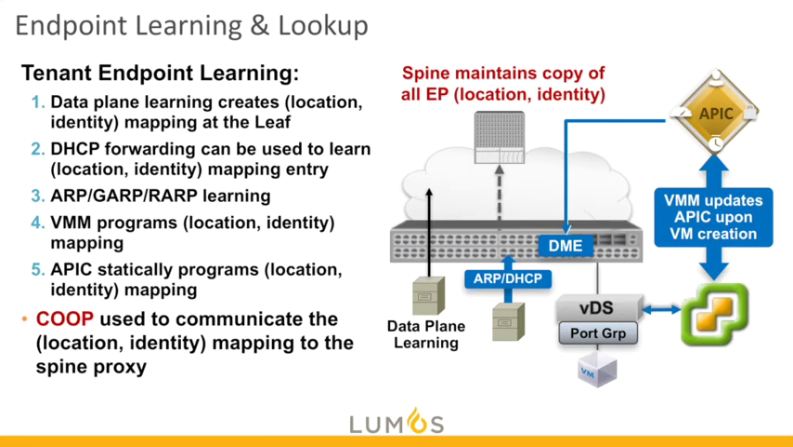The Council of Oracles protocol, COOP, is used to communicate the location and identity mapping to the spine proxy, and the spine will then replicate from there to the other spines.